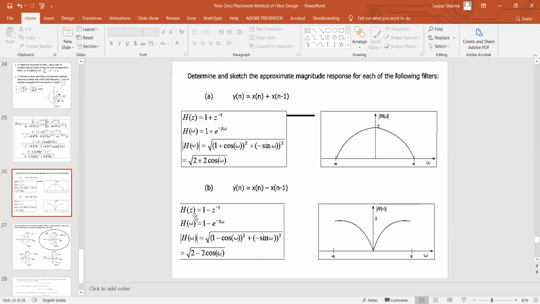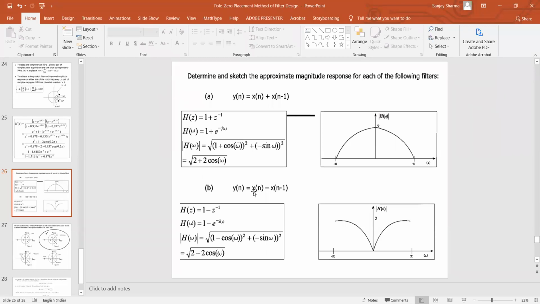You take the Z transform and get the transfer function, you take the frequency response, you take the magnitude. So this will be the magnitude response, and if you try to plot, you will get the magnitude response something like this. This is the magnitude response of a high pass filter. All right. If you look at this, this will be the magnitude response of a low pass filter, and this is the magnitude response of a high pass filter.